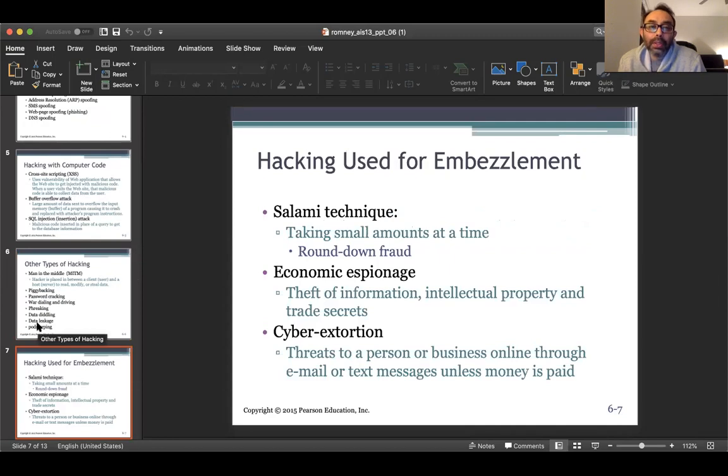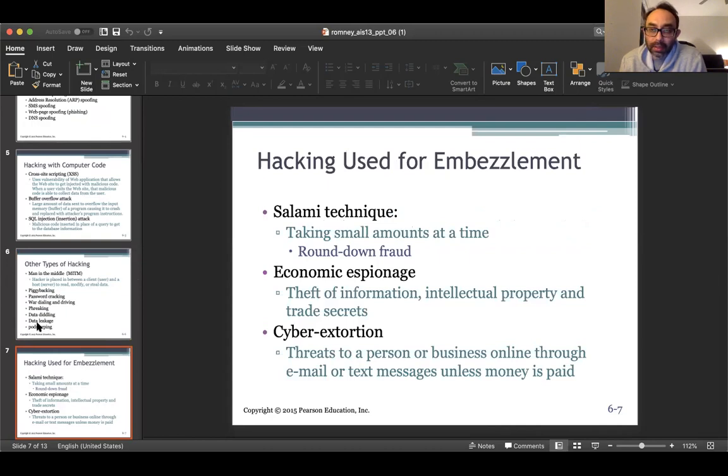Salami technique is one of the questions I have, and it's just taking a piece of information at a time, not all the information. It's software that takes one penny from a $100,000 transaction at a time, and it's very hard to find out until it's too late. So salami technique is very, very difficult, and it's very, very potent. So again, know what that is.